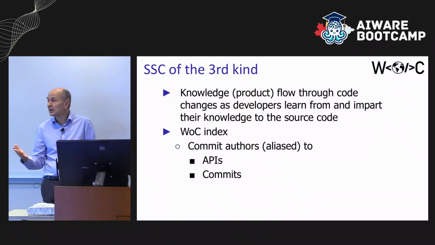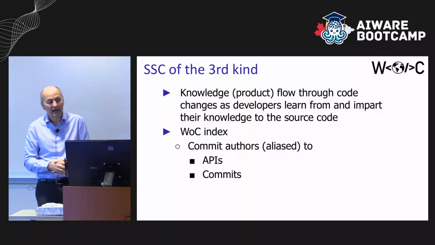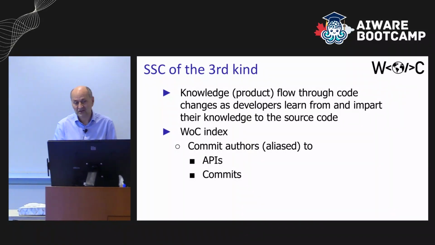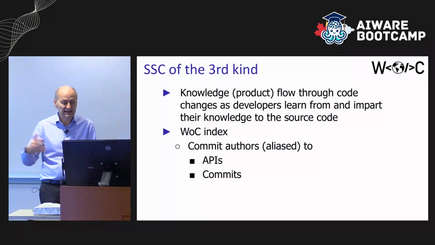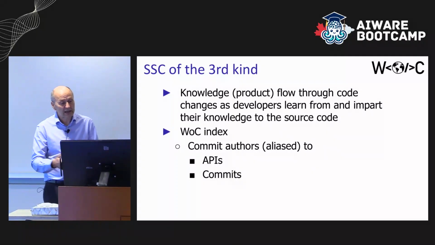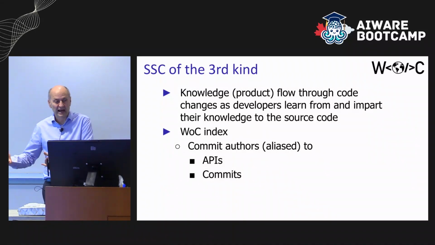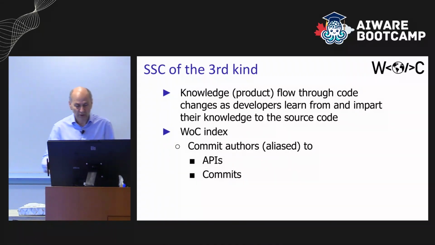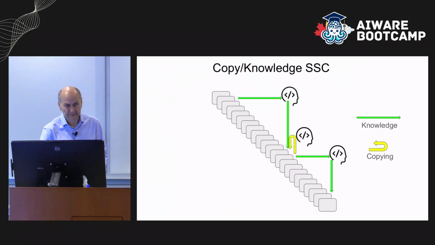So as far as supply chain of the third kind, World of Code has more limited means, but there are authors, with aliased authors mapped to various APIs, commits, blobs, etc. So we can at least see where a person participated in, what sort of exposure they had, and then see if they actually used any of that exposure to contaminate or improve the next projects they worked on.